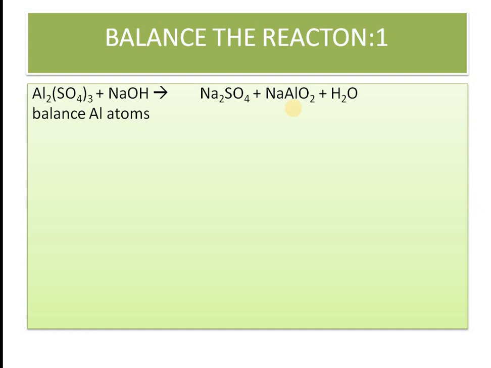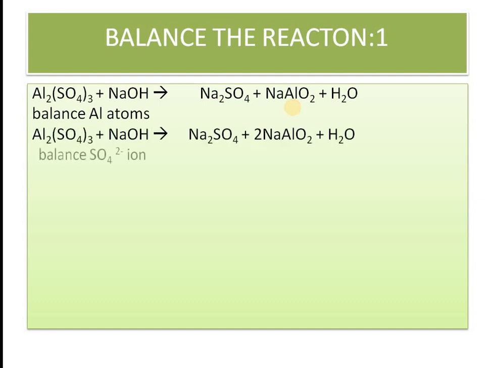Now, first you have to balance aluminium. On the left hand side, there are 2 aluminium, and on the right hand side there is 1. So you can multiply by 2 on sodium metaaluminate, and then we can balance sulfate. Students usually balance sulfur first, then oxygen.